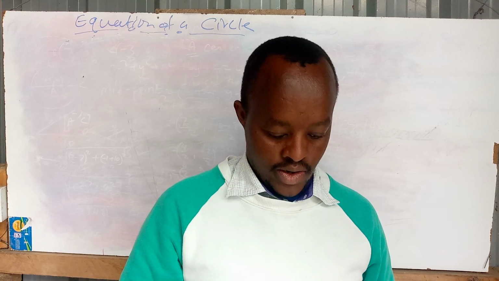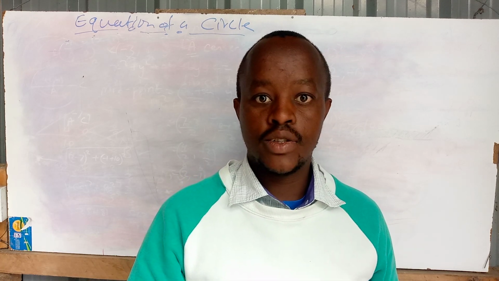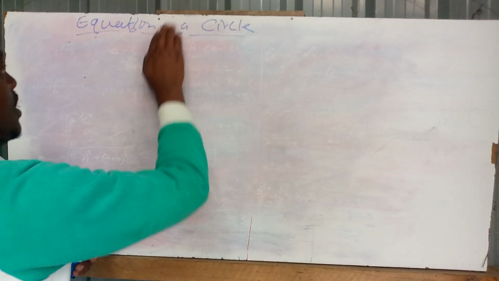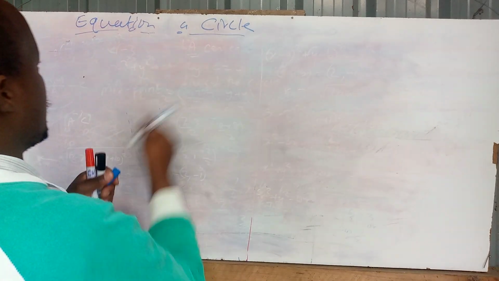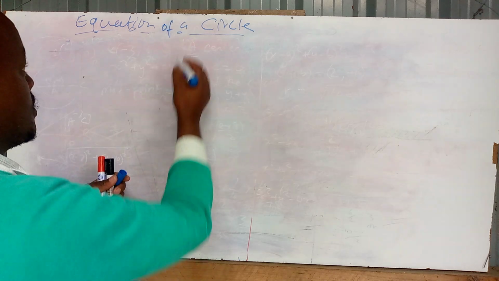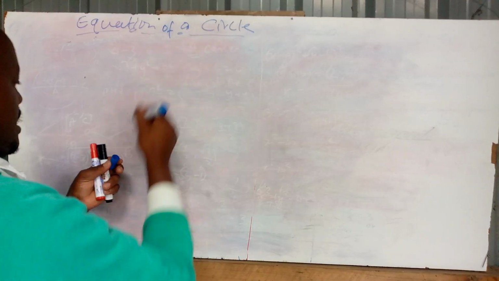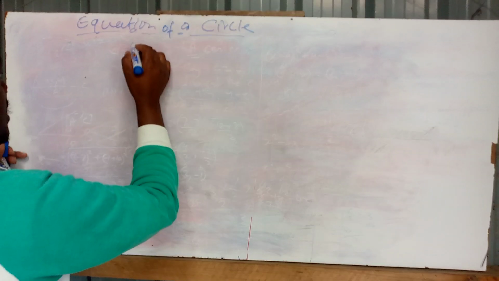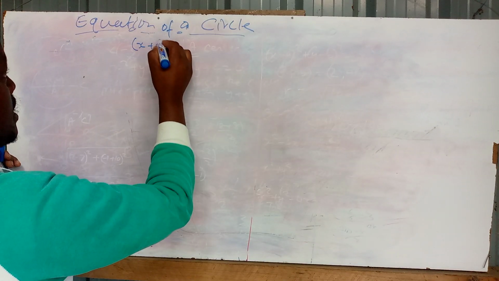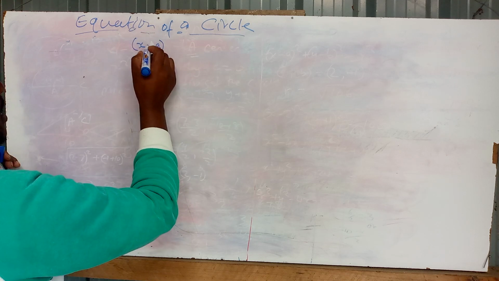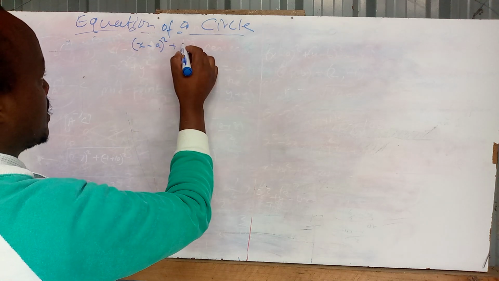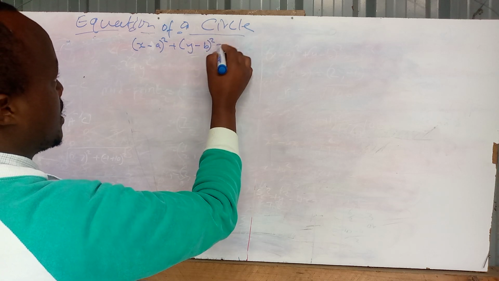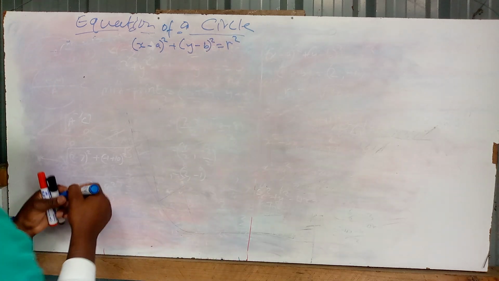Hello everyone, thank you for joining us in this lesson. In this lesson, we will look at the equation of a circle. Now, the equation of a circle is given as (x minus a) squared plus (y minus b) squared is equal to r squared.